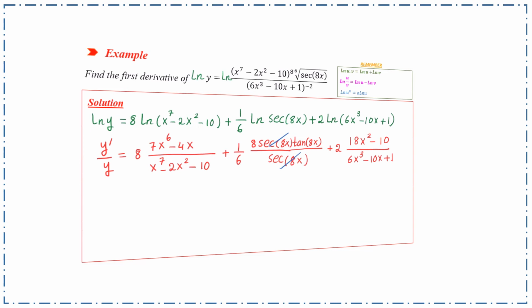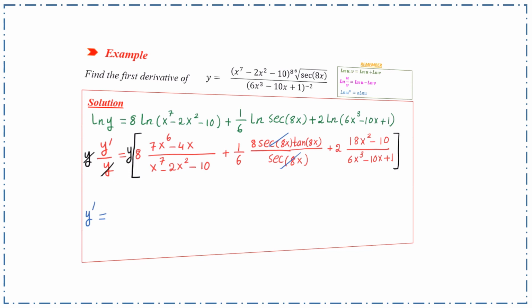Now you have to multiply both sides by the function y to get y prime on the left hand side. So multiply left hand side by y and the right hand side by y, and you will get y prime equals y. The function y is this function.